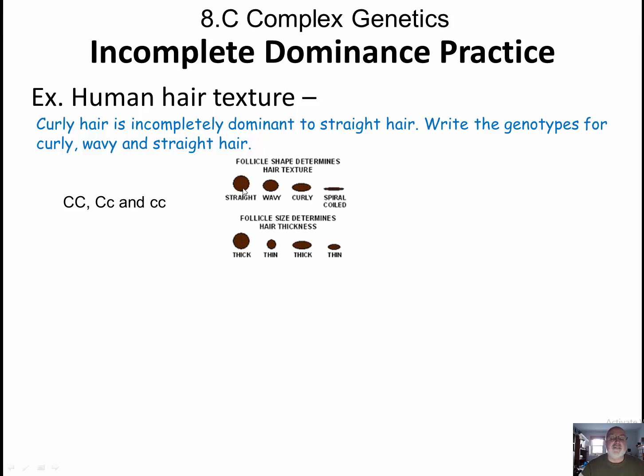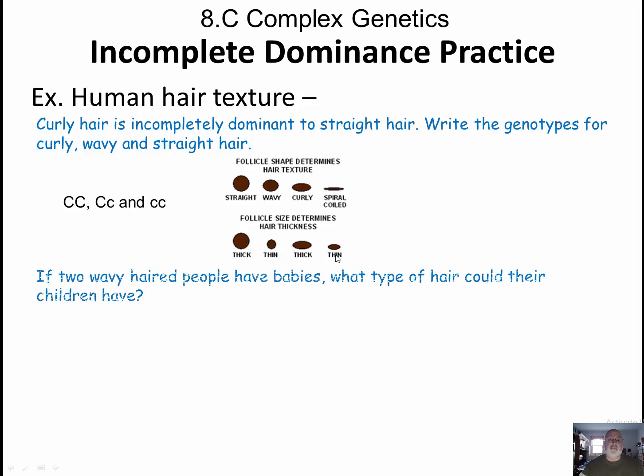And if you take a look at it, straight hair is usually round and widest. Wavy hair is oval shaped. Curly hair is even more oval, and a spiral curled or coiled hair would be even more oval. Follicle size differs for thick hair, thin hair, thick curly hair, and thin curly hair.